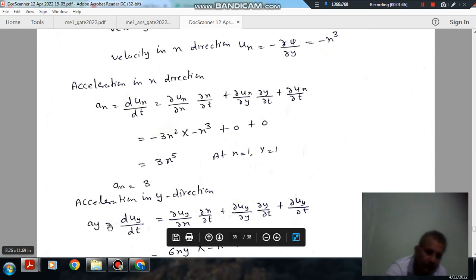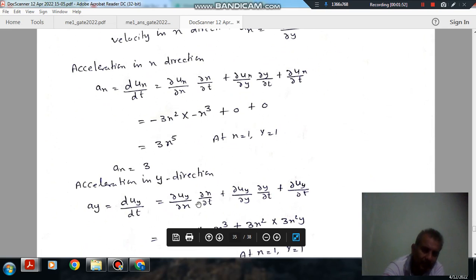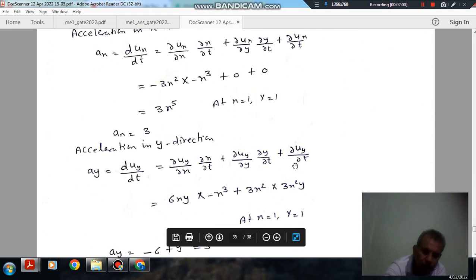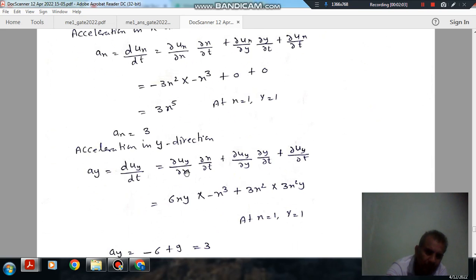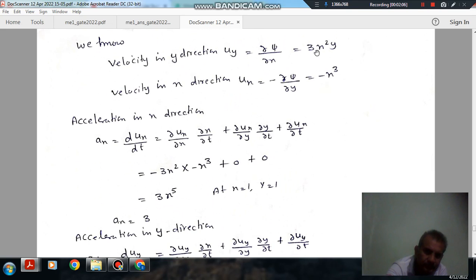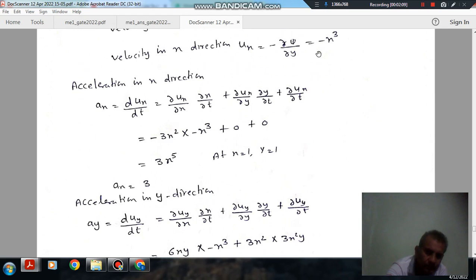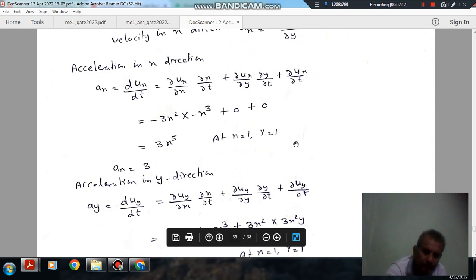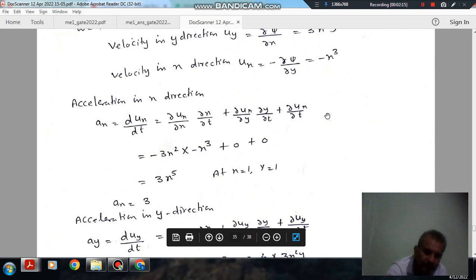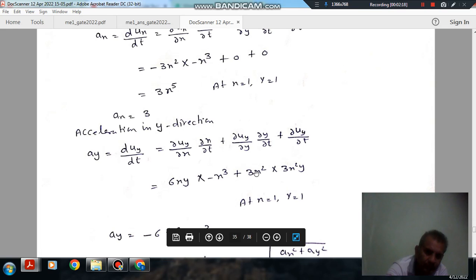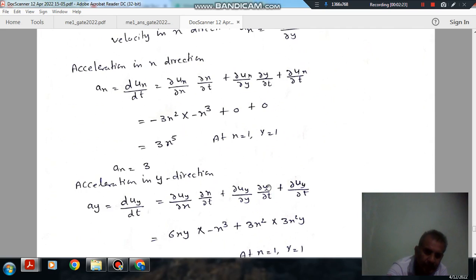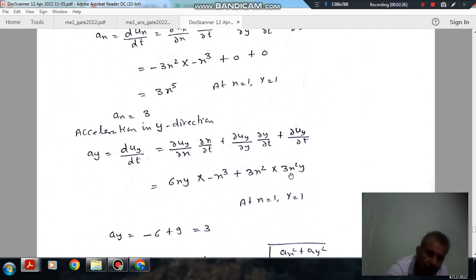Similarly in y direction we can find out a_y, that is du_y by dt. So partial u_y by partial x, partial x by partial t, and partial u_y by partial y, partial y by partial t, and partial u_y by partial t. This last quantity is 0 because it is not a function of t. So partial u_y by partial x is the differentiation of this, that will be 6xy, and partial x by partial t is just u_x. Its differentiation with respect to y is 3x square, because this is 3x square y, and partial y by partial t is u_y.